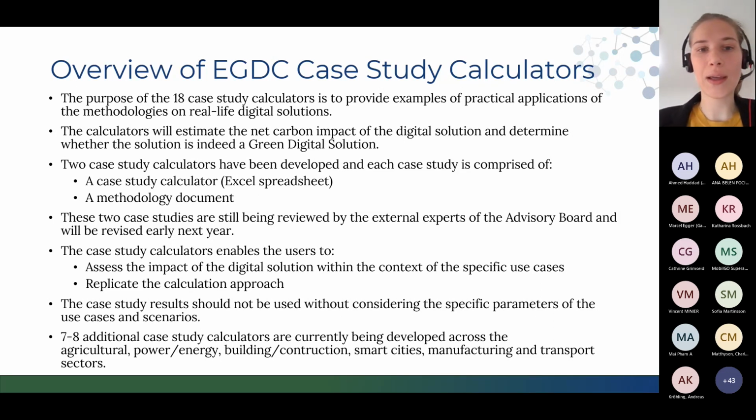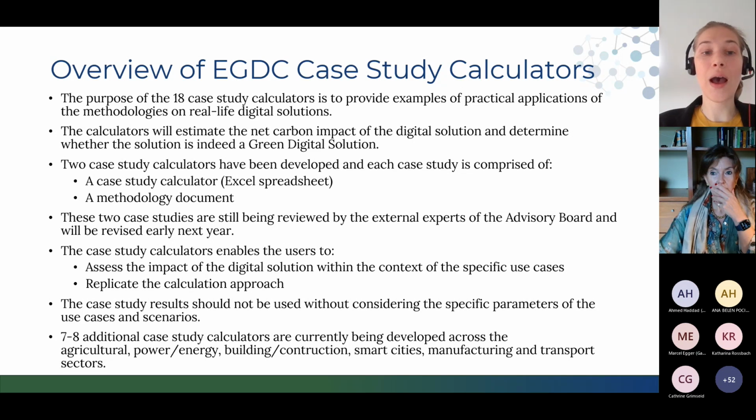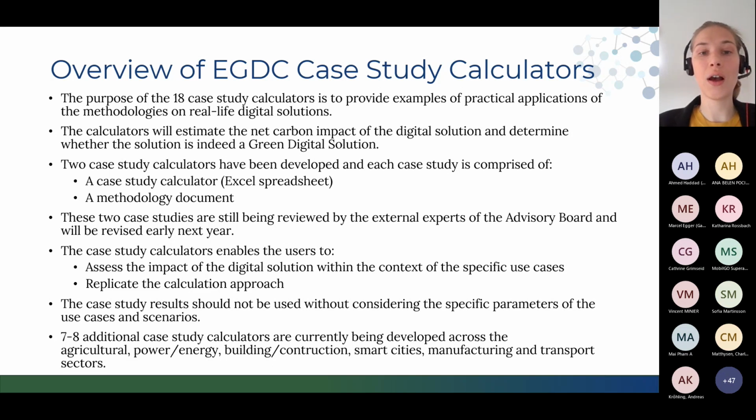So as mentioned, we're developing 18 case study calculators, and the purpose of these case study calculators is to provide essentially examples of practical applications of the methodologies that we're developing on real live digital solutions. And so essentially what these calculators will do is they will estimate the net carbon impact of digital solutions and determine whether these solutions can indeed be considered a green digital solution if they're showing that they provide a positive carbon impact on other sectors.